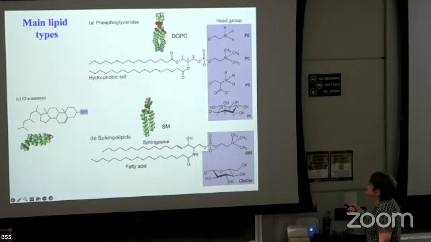And you can have some head groups which have a smaller size. So just to come back to the shape that Marcus was introducing this morning, you can see that in this case, the head group is much smaller than this one.